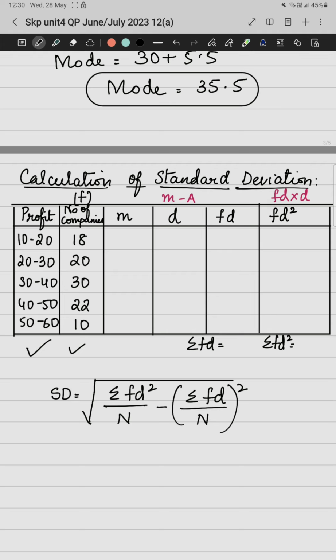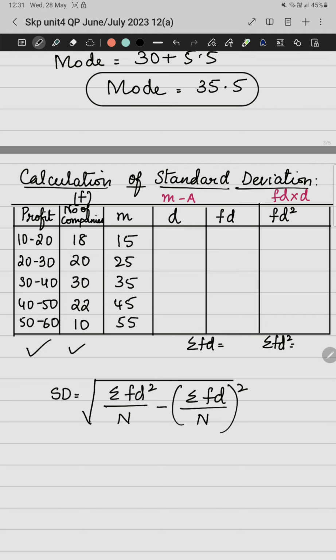Now we need to find out the midpoint. 10 plus 20 divided by 2, that is 15. 20 plus 30 divided by 2, 25, 35, 45, 55.